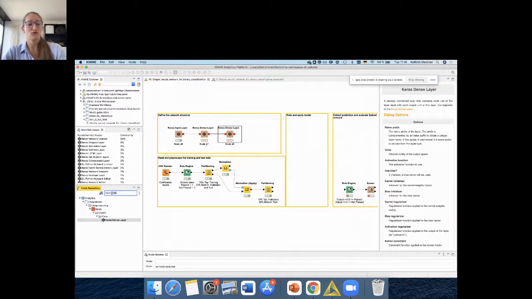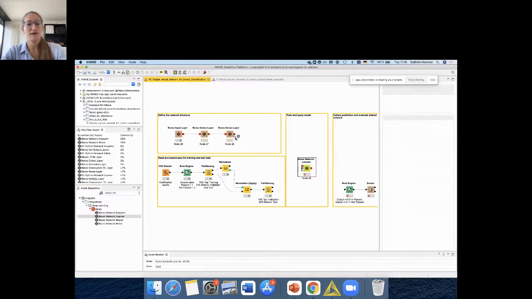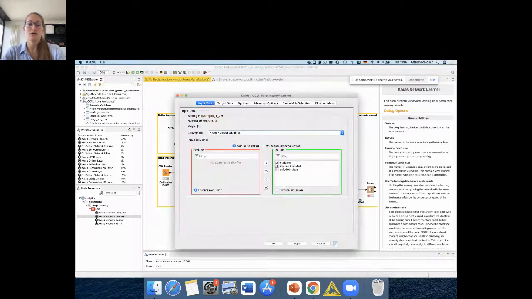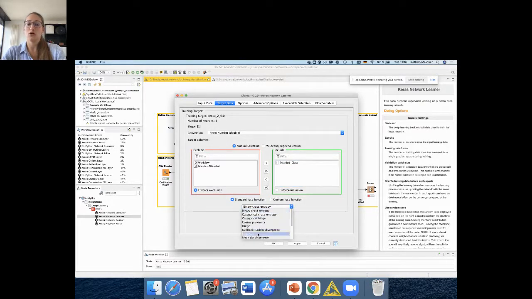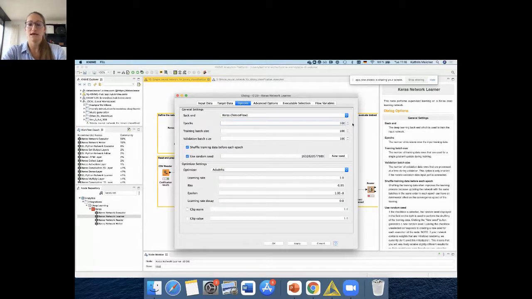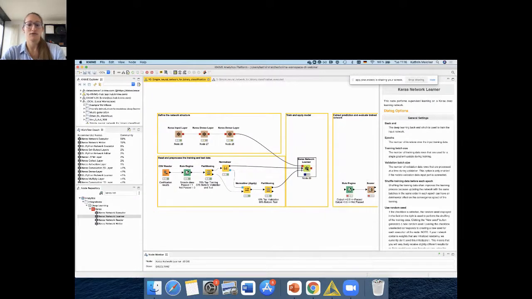Next, I need a node that allows me to train the network, and that would be our Keras network learner node. Into this one, I can feed my defined network, as well as the normalized training data and the normalized validation data. In the configuration window, I can now select which are my inputs, in which column I have my target, and which loss function I want to use. Then I can define all the training settings here. For example, I could say I want to train this network using 100 epochs, and as optimizer, I want to use ADA. Then I say OK, and I can execute this learner node.